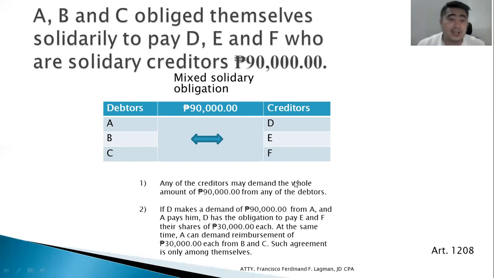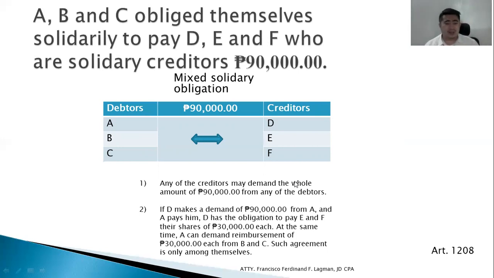Ngayon naman, pumunta tayo sa side naman ng debtor. Ang nagbayad dito ay si A ng 90,000 pesos. Bakit siya nagbayad? Kasi siguro siya yung siningil, gumawa ng demand si D. Okay? Pag ganun ba, walang gagawin si B at saka si C? Sabihin nila, oh sorry ka kasi ikaw nagpakita sa kanya, ikaw lang mag-shoulder niya. The answer is, they have to reimburse A for their shares. So si B magbabayad ng 30,000 kay A, si C ganun din. Magbabayad din ng 30,000 kay A. Kung di sila magbayad, pwede silang kasuhan ni A. But that is only among themselves. Wala nang pakialam ang creditor dyan. Okay? So that is a solidary obligation class.